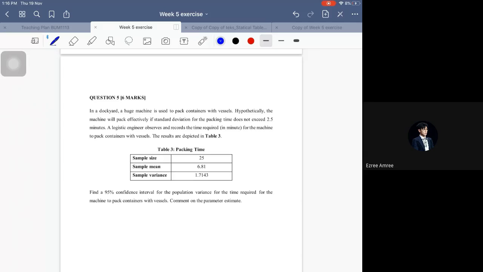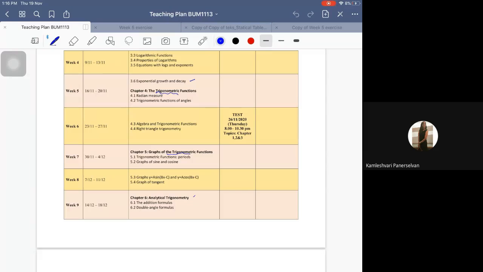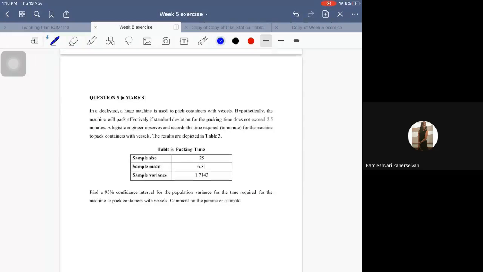And again, I would like to remind you, what date is our test, by the way? Does anyone know? 26. So it's going to be 26? Is it 26 or 27? Now I'm not sure. Yeah, it's going to be on 26. So please make sure that you don't have any clash on 26 with another test.